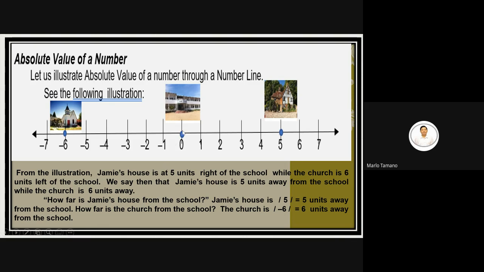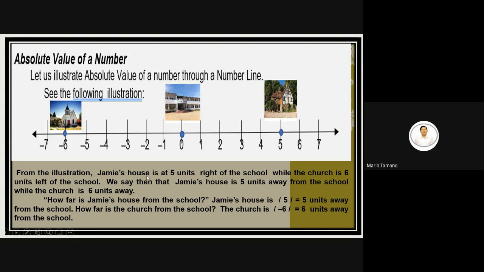Now since this is the school, makikita ninyo ang bahay ni Jamie at the right side of it. 5 units daw. Bilangin niyo 5. So from 0 to 5, so units. 0 to 1, that is 1. 1 to 2, 2. 2 to 3, 3. 3 to 4, 4. 4 to 5, 5. So that's why 5 units.